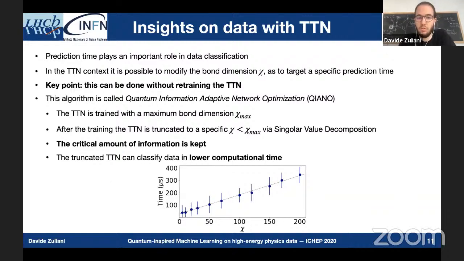So this algorithm, which is called the quantum information adaptive network optimization, allows you to train the tensor network to a maximum bond dimension that you choose, okay? After the training, you can truncate the tensor network by simply lowering the bond dimension. As I said, the bond dimension is the dimension that controls the approximation of the general tensor. And we will see that actually the critical amount of information is kept. But the truncated tensor network can classify your data in a lower computational time, as you can see in the graph here. You see that there is a direct proportionality between the bond dimension chi and the prediction time.